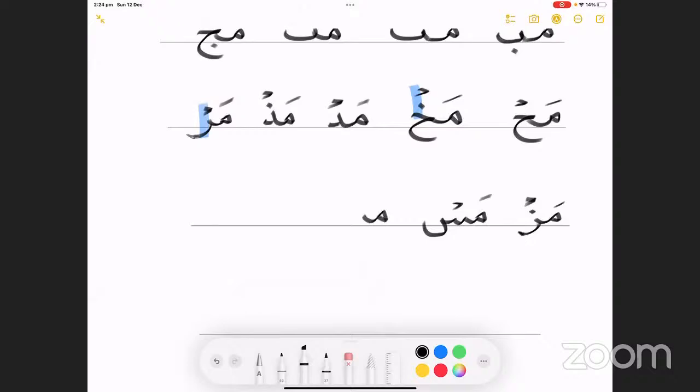How about this one? Mim fatha shin sukun mash. Mesh. Very good. I like the way you spelled it. Mim fatha shin sukun mesh. Very good. Next student.